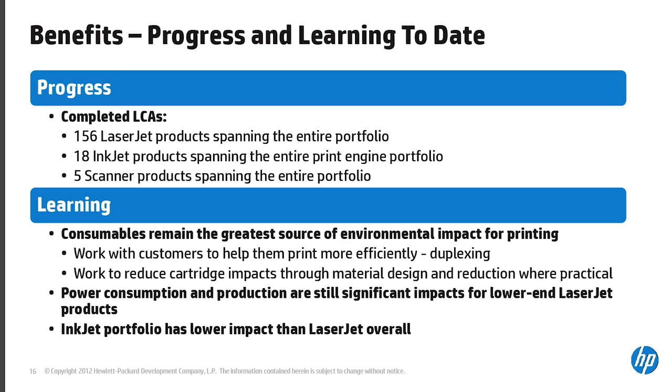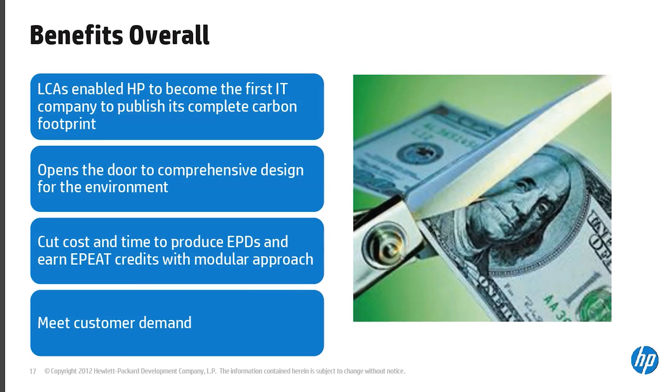The other one, power consumption, that's something that's been driven very strongly by governments, things like the EPA, to push down power consumption. So there's not really a whole lot we can do there anymore, and it's not been something we've done as a company based on environmental impact. We've done it in large part based on what we've been forced to do by government regulation. And finally, as I mentioned, the big one is the inkjet portfolio does have a far lower impact overall than the LaserJet portfolio.